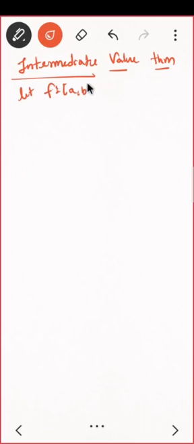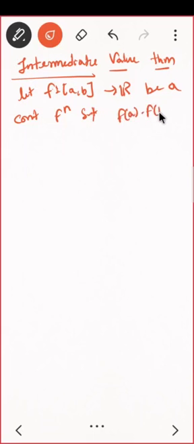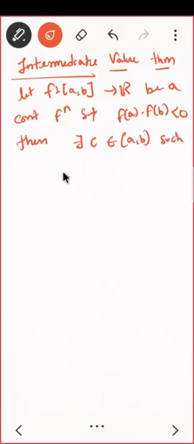Can I reframe the statement something like this? Such that f of a and f of b have the opposite sign, or f of a into f of b negative. Can I write like this? Then there exists c belongs to ab such that f of c is 0. Is the statement same as previous one?